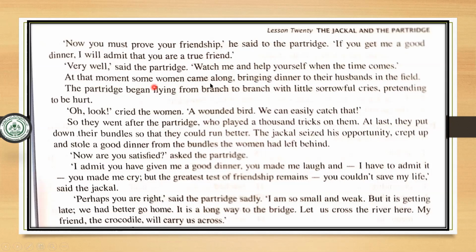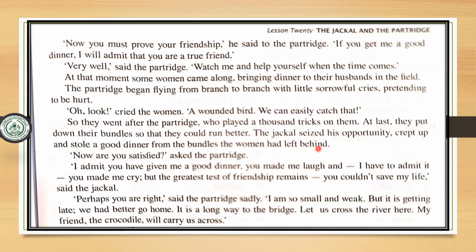At the moment, some women came along bringing dinner to their husbands in the field. The partridge began flying from branch to branch with little sorrowful cries, pretending to be hurt. So they went after the partridge, who played a thousand tricks on them. At last, they put down their bundles so that they could run better. The jackal seized his opportunity, crept up, and stole a good dinner from the bundles the women had left behind.